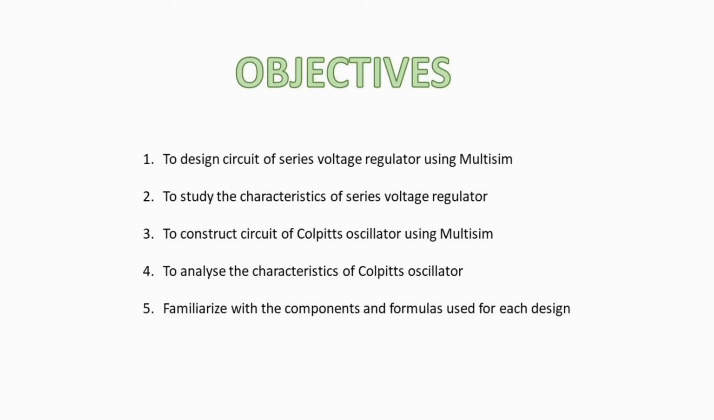The title for our assignment is voltage regulation and Colpitts oscillator. The objective of this assignment is to design a circuit of series voltage regulator and Colpitts oscillator using Multisim. Next, to study and analyze those two types of circuit. Finally, to familiarize with the components in the circuit together with the formulas to use.